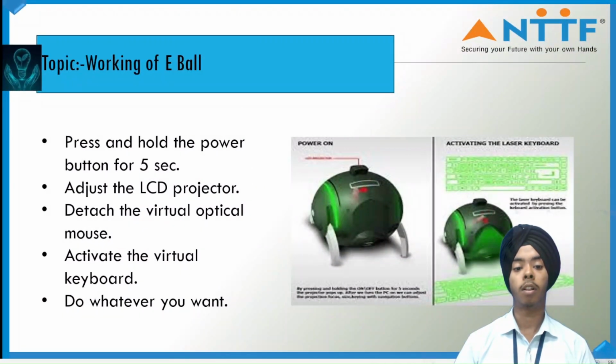Working of an e-ball. If we want to turn on this e-ball, first we have to press the button given on the e-ball for 5 seconds. Then, according to the user, we can adjust the projector to use that display. Then we have to detach the optical mouse. Then we have to activate the virtual keyboard and start our work.